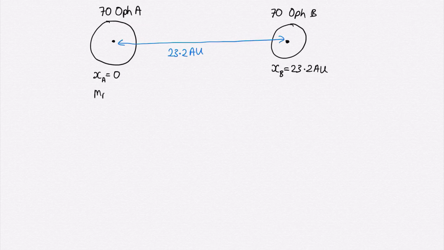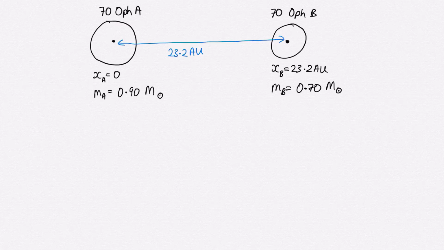Because that's 23.2 AU from the origin, it is at x equal to 23.2 AU. And we're told that the mass of star A is equal to 0.90 solar masses, and we can draw solar masses with this little symbol here. And mass B is equal to 0.70 solar masses. Now we could convert from AU and solar masses into meters and kilograms, but it's not needed in this case, so we're going to save ourselves some time by not doing that.